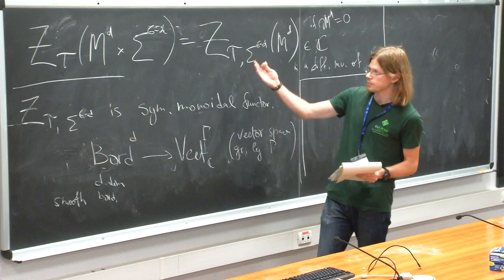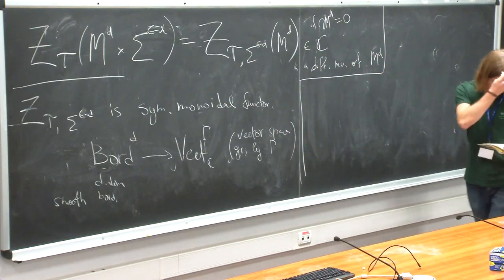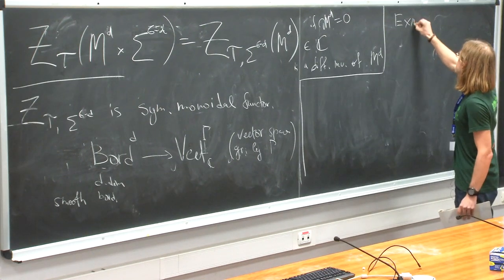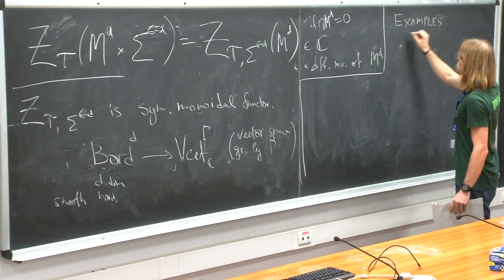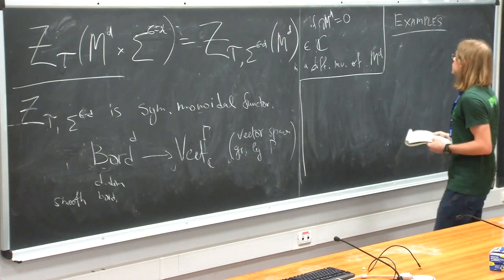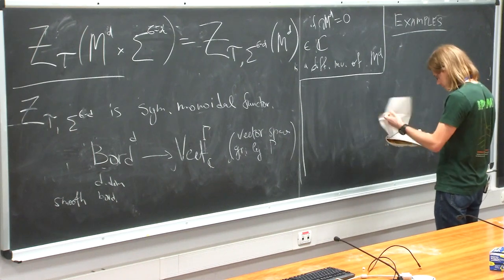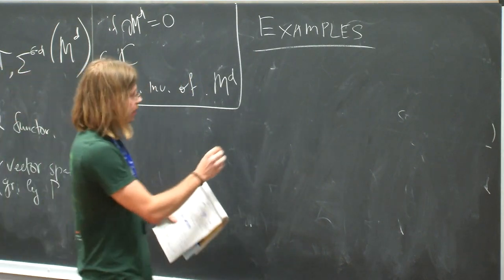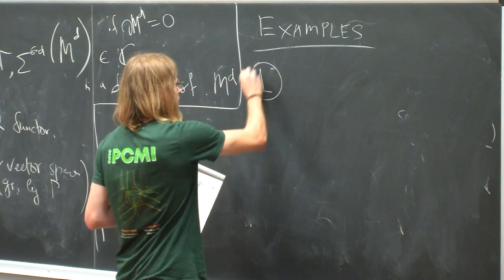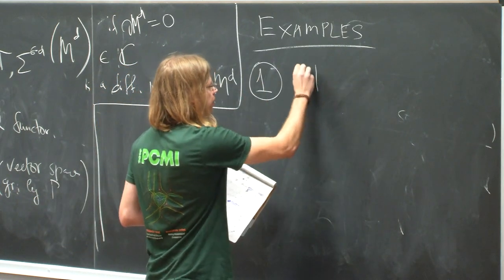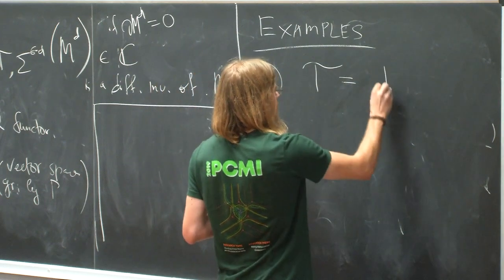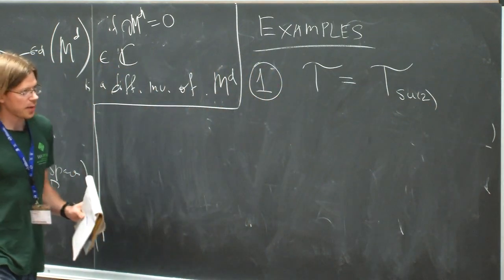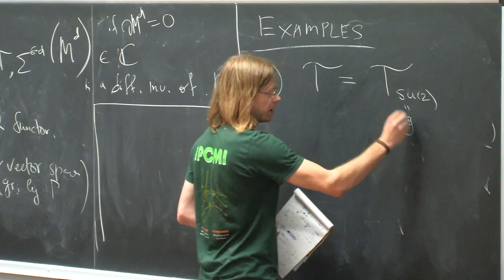Okay, so now one can play this game, pick some sigma and see what happens. Let me give you some examples, one which probably many are familiar with. Let me fix T to be of this (2,0) type, where I fix my G to be the SU(2) Lie algebra.